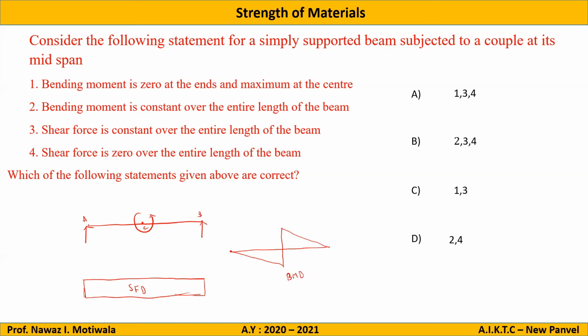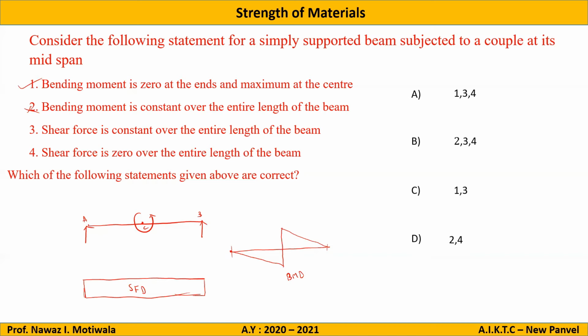Now let us analyze the statements. Bending moment is zero at the ends and maximum at the center. Bending moment tends to zero at the ends and to maximum at the center. Yes, this is correct. Then, bending moment is constant over the entire length of the beam. No, it is not constant, it is varying. You can see here from the diagram.